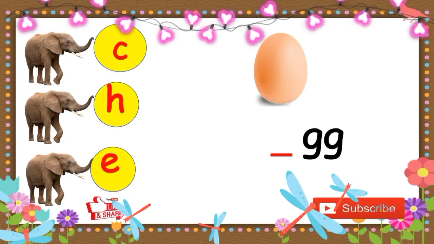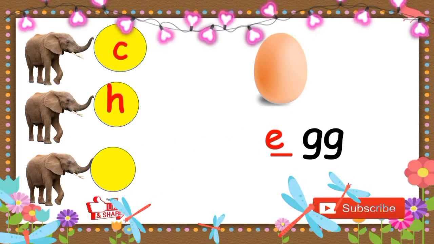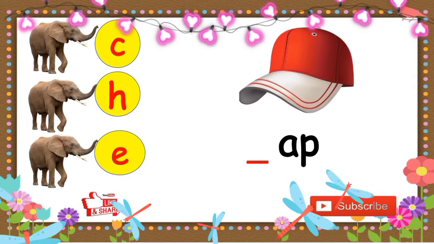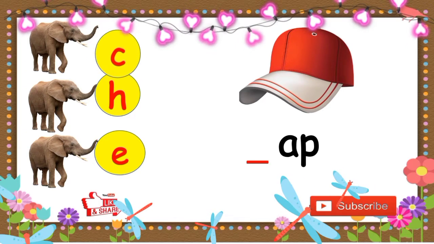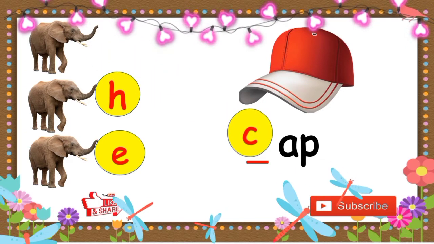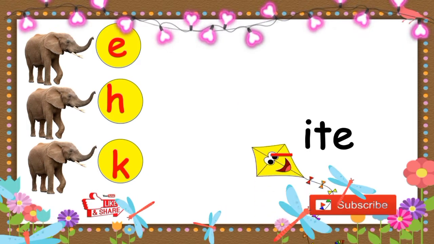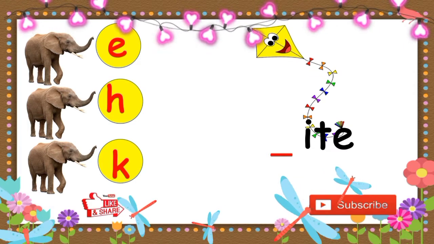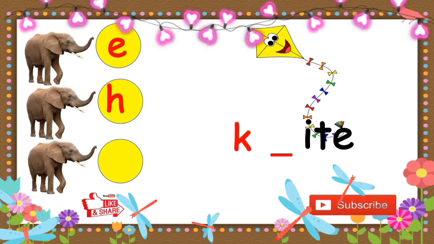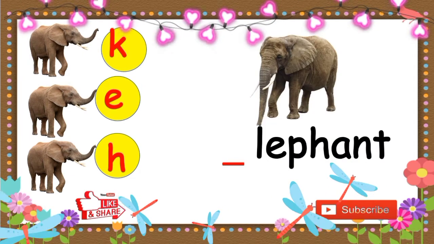Egg. What's the beginning sound? And you are right. That's correct. Next one is cap. What's the beginning sound? Correct. Next word is a kite. What's the beginning sound of the word kite? You're right. Let's go to the next word.